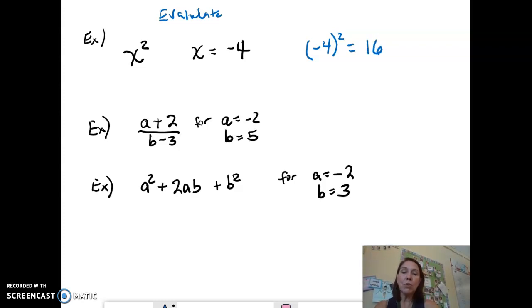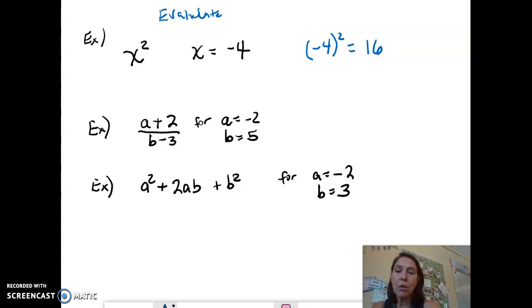We can ramp things up just a little bit and make it a fraction. Again, you're just going to take the expression given, a plus 2 over b minus 3, for a equals negative 2, b equals 5. Instead of a, you're going to put in its value, which is negative 2, and then for b, you're going to put in a 5. The parentheses is not really an issue here because you're not dealing with an exponent or anything being multiplied. I just thought I would throw this one in there so you could realize sometimes that's a non-issue.